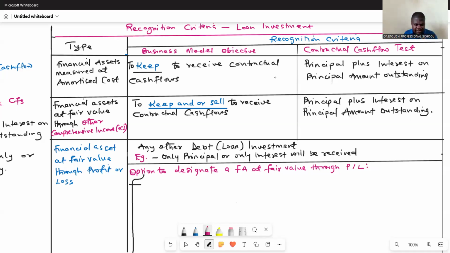Let me break it down in simple terms again. Then after that, I'll come back to you, and then you say it in your local dialect. At inception or at the acquisition of the financial asset, the entity can make a choice that cannot be reversed to recognize the financial asset at fair value through profit or loss. But the purpose should be to reduce accounting mismatch.